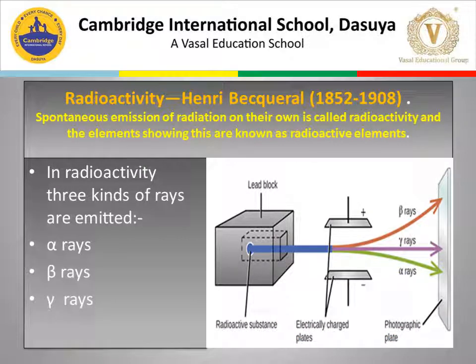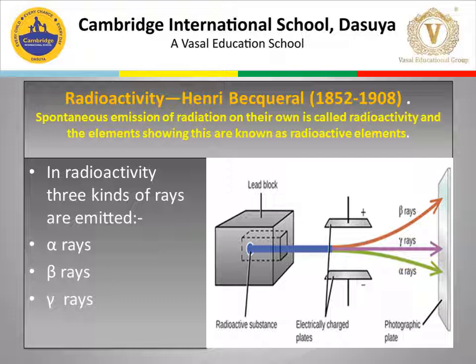Radioactivity was discovered by Henri Becquerel. What is this radioactivity? The spontaneous emission of radiation on their own is called radioactivity, and the elements showing this are called radioactive elements. It is observed that in the case of radioactive substances, three kinds of rays are emitted: the alpha rays, the beta rays, and the gamma rays.